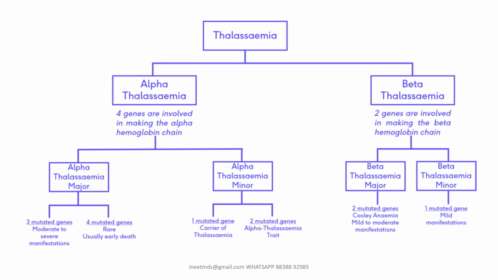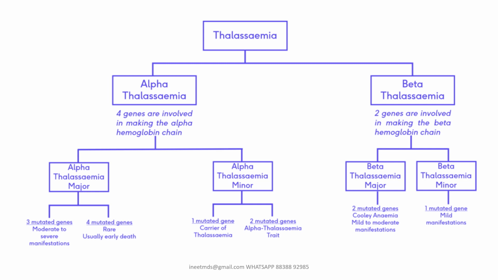It is a very rare condition, and it leads to a condition called hemoglobin Barts disease, presenting with hydrops fetalis. If 3 genes are mutated, again the patient will have moderate to severe manifestation. The condition is called hemoglobin H disease. Then we have alpha thalassemia minor. If only one gene is mutated, clinically there are no findings, and the patient is just a carrier. If there are two mutated genes, it is alpha thalassemia trait.